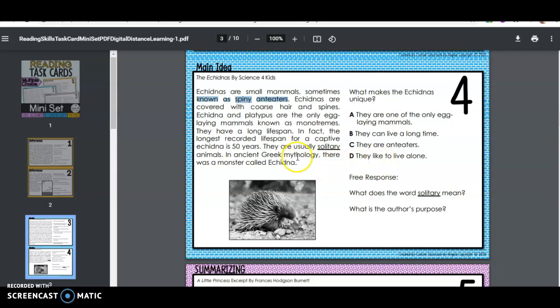D, they like to live alone. Here we have text evidence for that. They are usually solitary animals. Solitary means they like to be by themselves. But does that make them unique? No, I like to be alone sometimes, don't you? Doesn't really make us unique. So our answer here is A. So if you got A, great job. Let's look at our Disney movie.